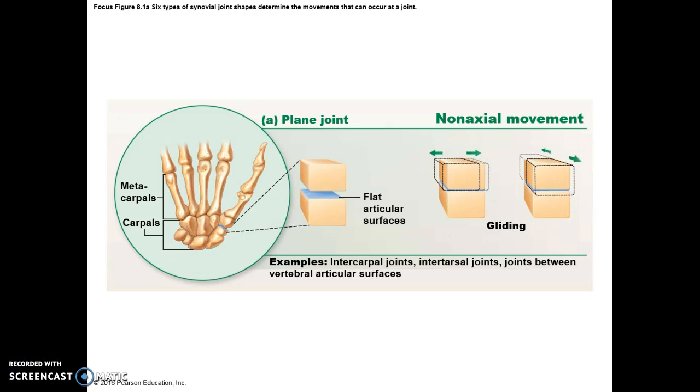So here is the first one, a plane joint. Here, a plane joint between the carpals, which is called the intercarpal joints, or in the foot, intertarsal joints, and even between the articulating surfaces of the vertebrae. It is a non-axial movement. So we have this gliding movement, and the articulating surfaces are flat.